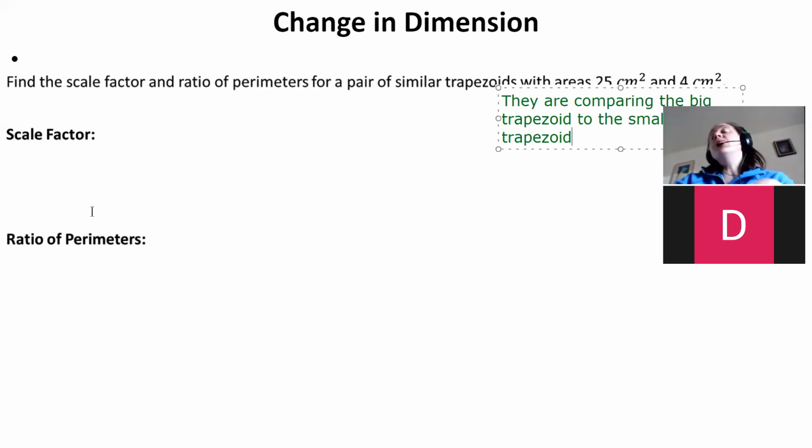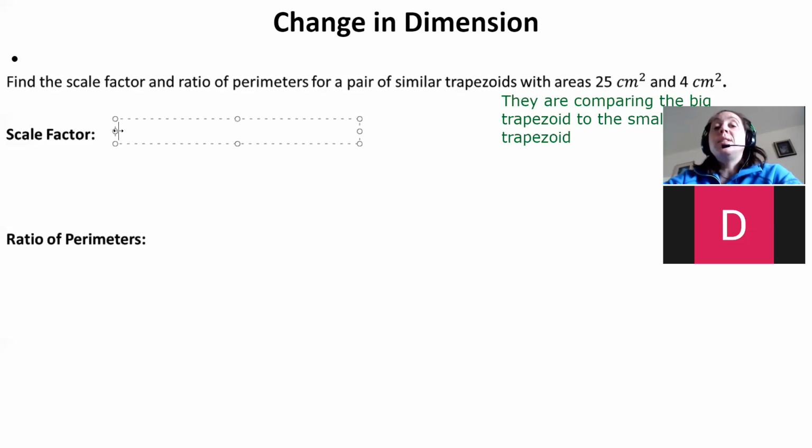And the reason they might do that is because when you have that scale factor, it would help us find missing measurements. So with a scale factor, we can say if one side is 9 centimeters, the bigger one would have to be this many centimeters. So they're giving us the area one. They want to know what the scale factor would be. So what I would do is take that 25 centimeters squared, multiplied.